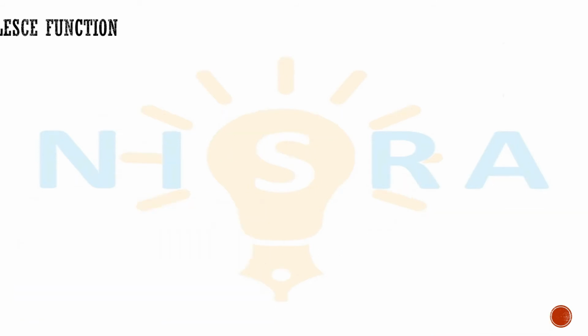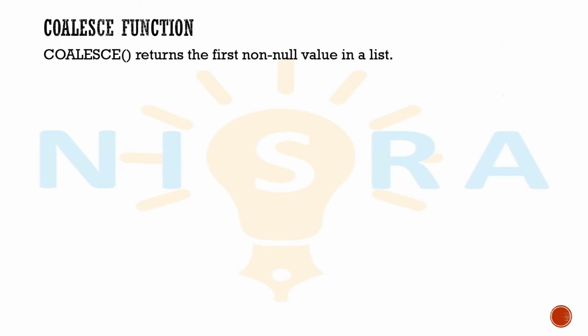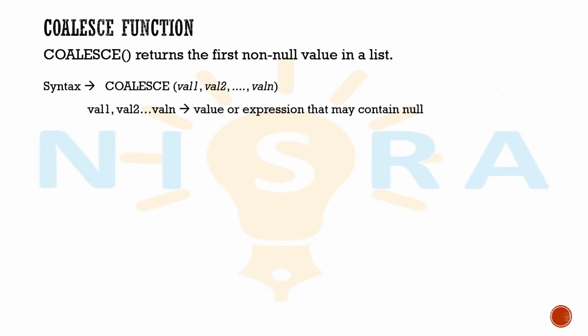Now we look into the COALESCE function. The COALESCE function is used to return the first non-null value in the list. The syntax is COALESCE of value 1, value 2 until value n. Value 1, value 2 until value n are values or expressions that may contain null. We'll look into some examples.